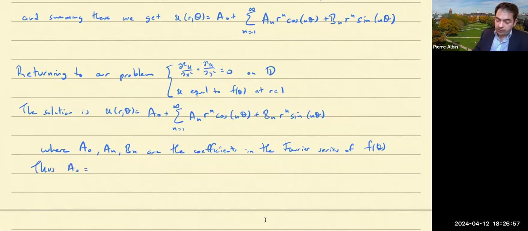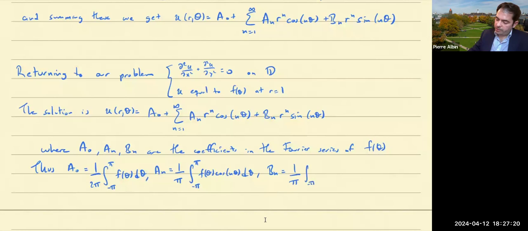Of course, we have formulas for them. So a0 would be 1 over 2 pi, the integral from minus pi to pi of f of theta d theta. a_n would be 1 over pi, integral from minus pi to pi, f of theta times cosine of n theta when n is positive, and b_n would be 1 over pi, integral from minus pi to pi, f of theta sine of n theta. Okay, and we will stop there.